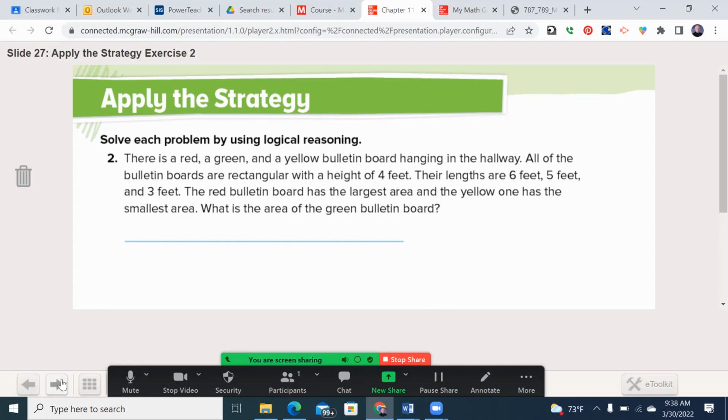Well, we all know that they're the height of 4 feet. So realistically, red is going to be the one that's 6 feet long because 6 times 4 is 24. The yellow one is the smallest, so we're going to go 3 times 4, which is 12. That leaves me the 5-footer. 5 times 4 is 20 square feet.